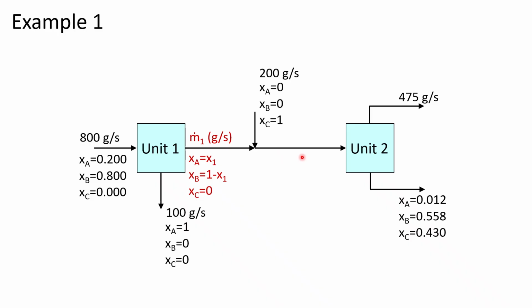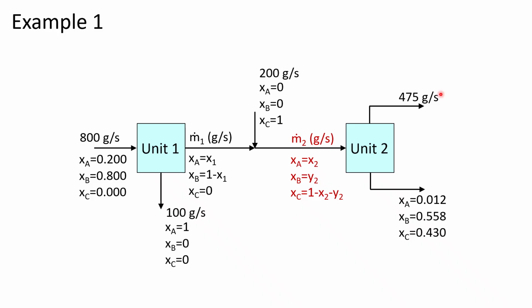Let's move on to the stream that's produced after the mixing point. It has a flow rate, which we're going to represent by the variable m2. It's unknown. The mass fraction of A we're going to denote as x2. The mass fraction of B we're going to denote as y2. And the mass fraction of C we're going to denote as 1 minus x2 minus y2, since the mass fractions of A, B, and C have to sum to 1. This stream now is fully labeled.